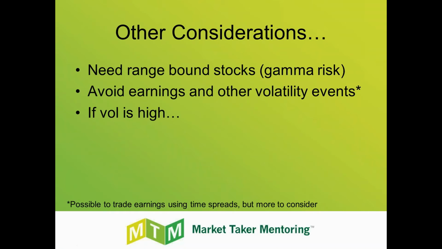So again, all the things that we care about in time spreads also apply. We're looking for range-bound stocks because we have gamma risk. Avoid earnings and other volatility events. Sometimes if volatility is high, it's high for a reason, and it's a warning sign. We're looking for the anomaly, the needle in a haystack, if you will.